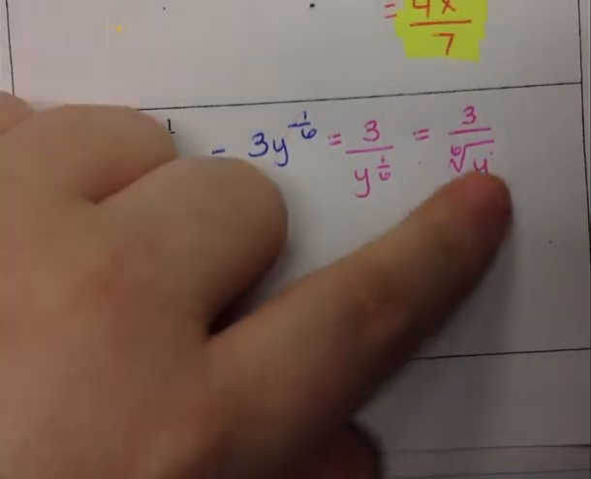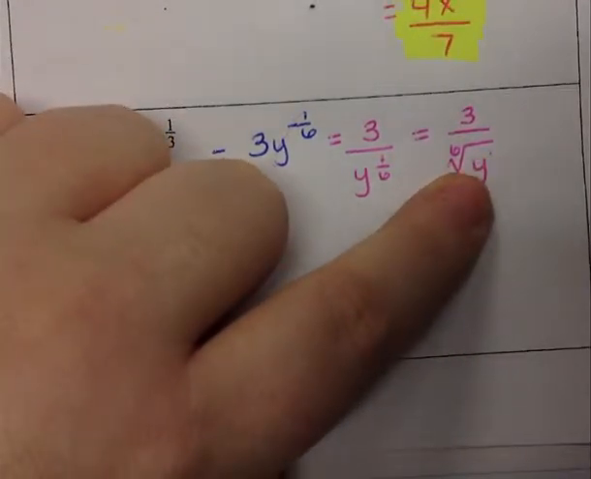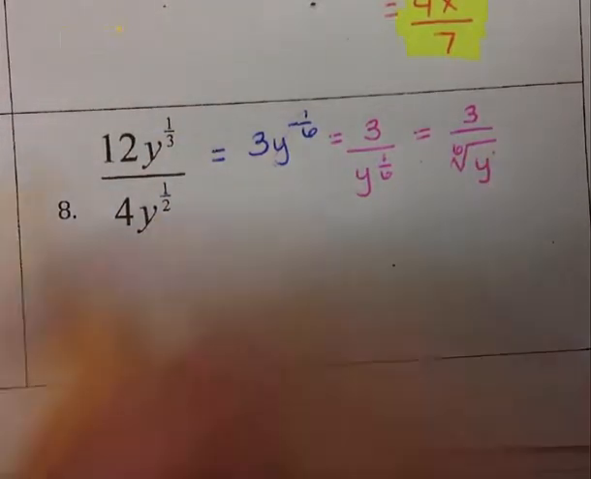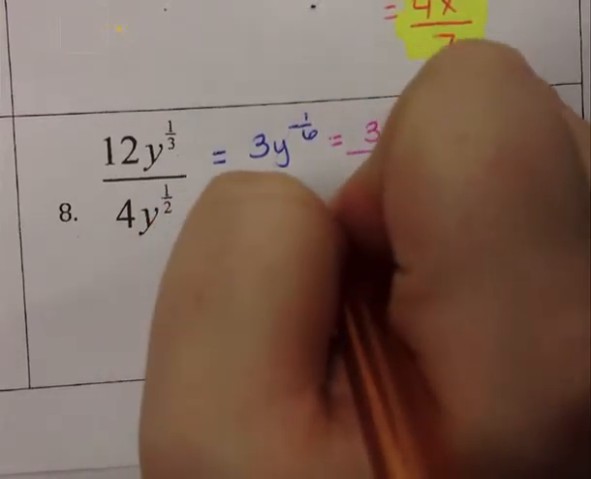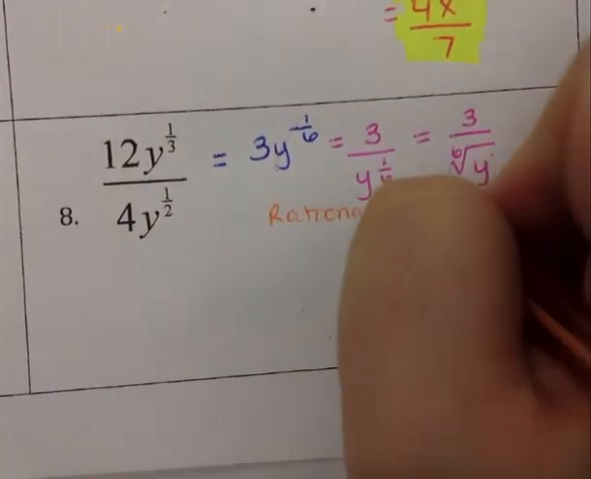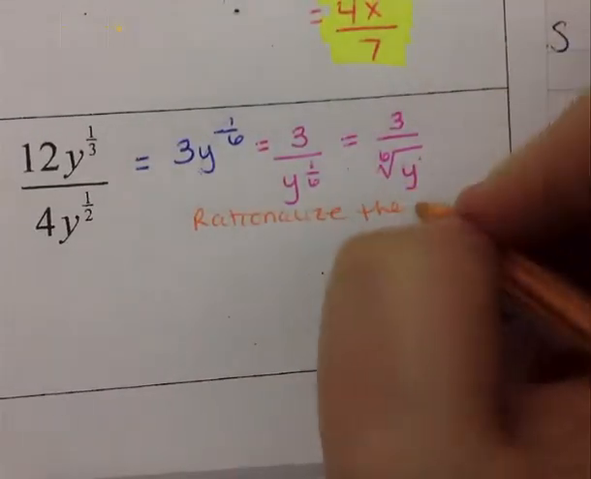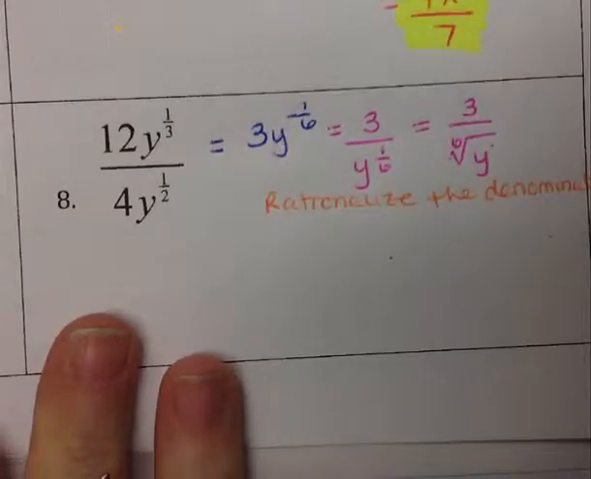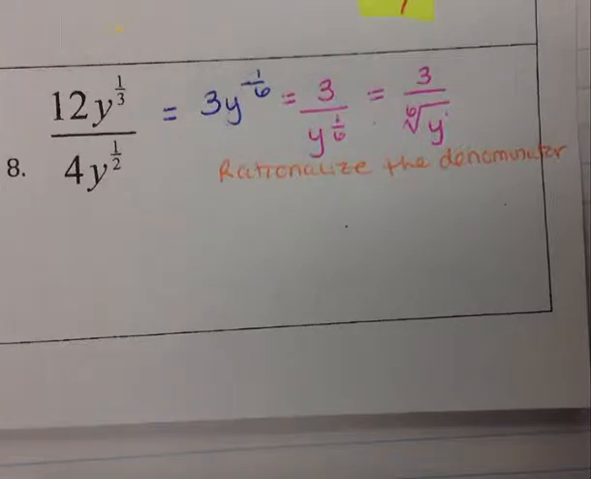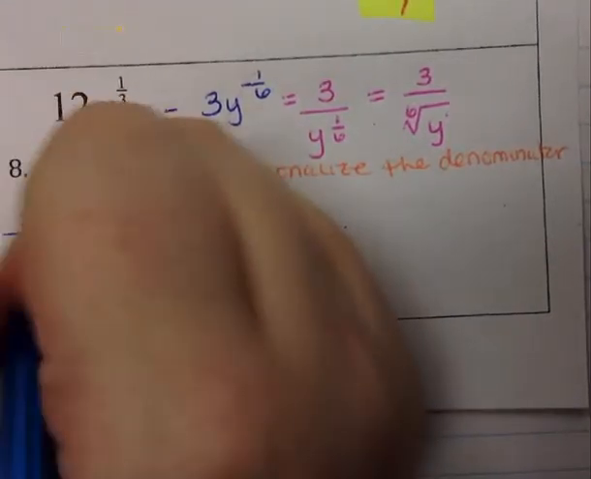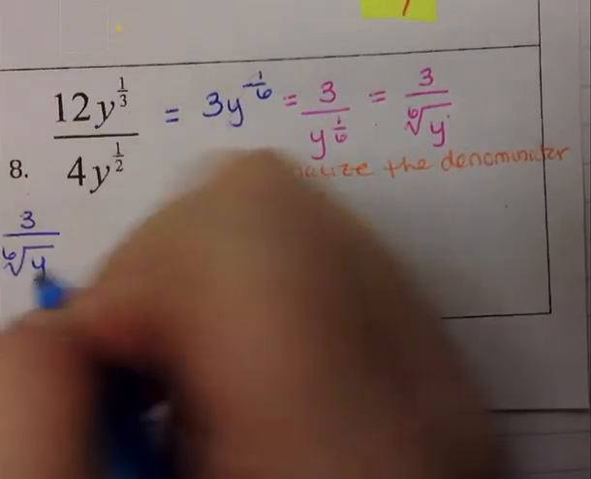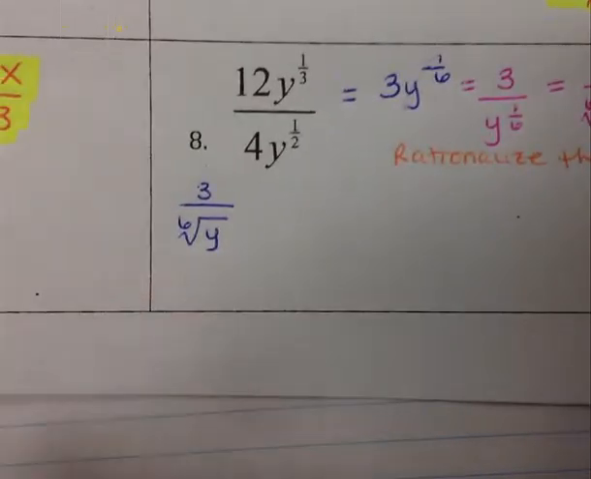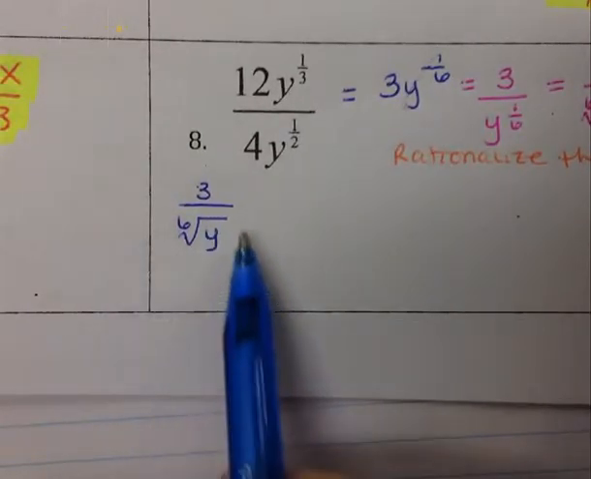We cannot simplify the 6th root of y any further, and we're not allowed to have a radical in the denominator. So again, this goes back to rationalizing the denominator. I'm going to rewrite this problem of 3 divided by the 6th root of y. And now we need to rationalize the denominator. We want to get rid of the 6th root of y.